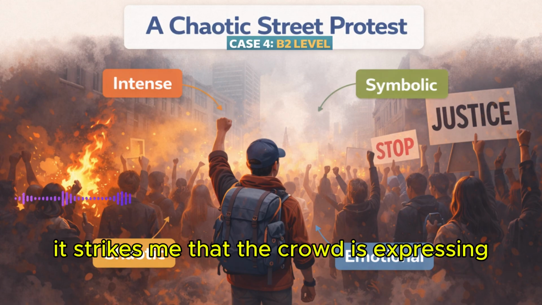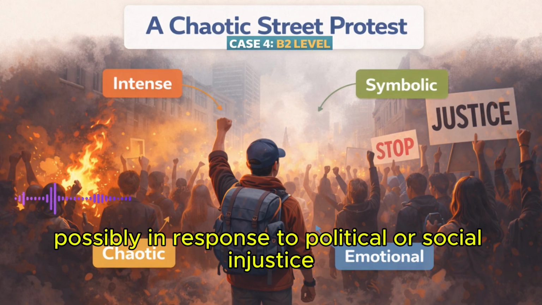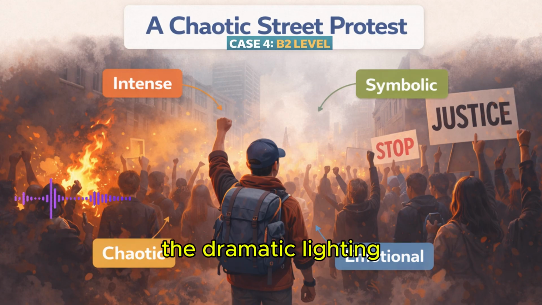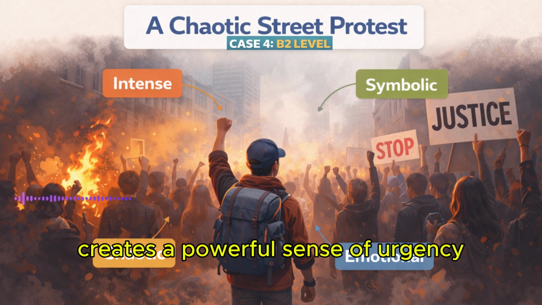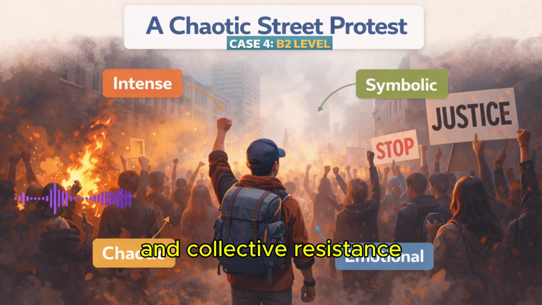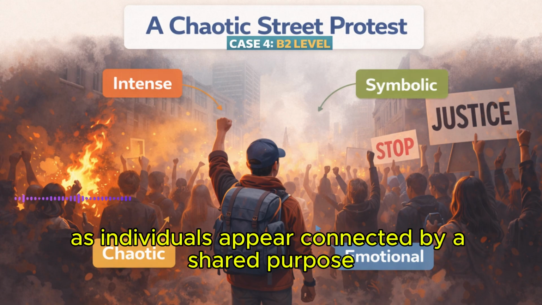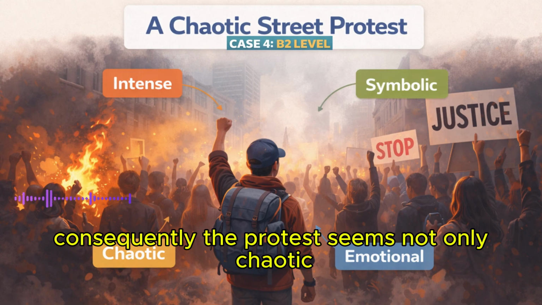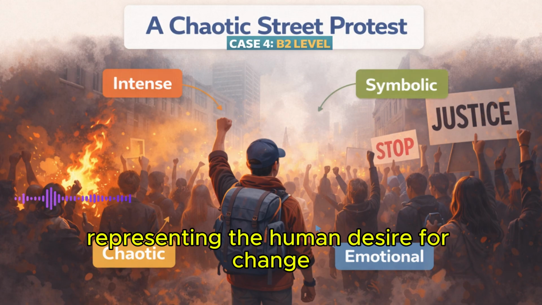It strikes me that the crowd is expressing deep frustration, possibly in response to political or social injustice. The dramatic lighting, combined with raised hands and bold signs, creates a powerful sense of urgency and collective resistance. Nevertheless, the image also illustrates unity, as individuals appear connected by a shared purpose. Consequently, the protest seems not only chaotic but symbolically hopeful, representing the human desire for change.